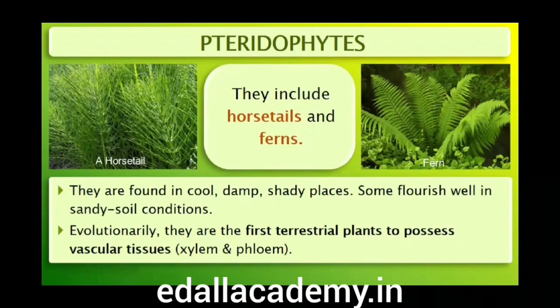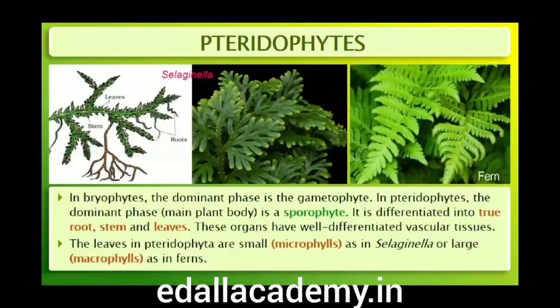You shall study more about these tissues in Chapter 6. The pteridophytes are found in cool, damp, shady places, though some may flourish well in sandy soil conditions. You may recall that in bryophytes the dominant phase in the life cycle is the gametophytic plant body. However, in pteridophytes, the main plant body is a sporophyte, which is differentiated into true root, stem and leaves. These organs possess well-differentiated vascular tissues.